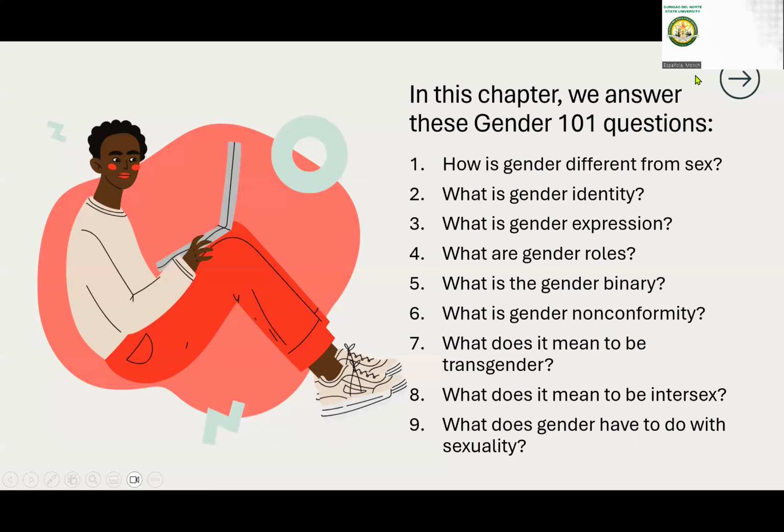We will cover a number of questions, starting with how gender is different from sex, what gender identity is, gender expression, gender roles, the gender binary, gender nonconformity, what it means to be transgender, and intersex. And we will end it with a complex connection of gender and sexuality, which will lead us to conclude the lecture video with the concept of SOGIE.